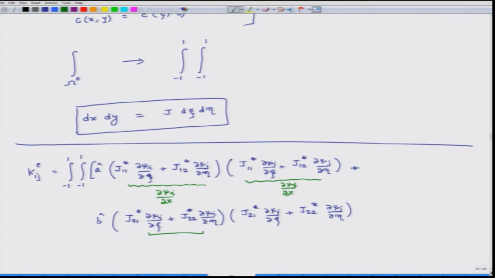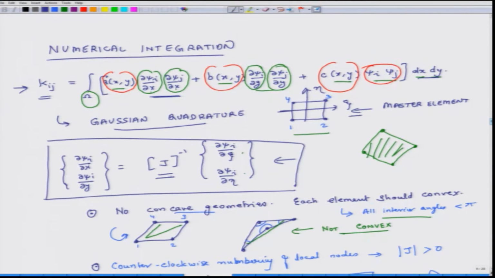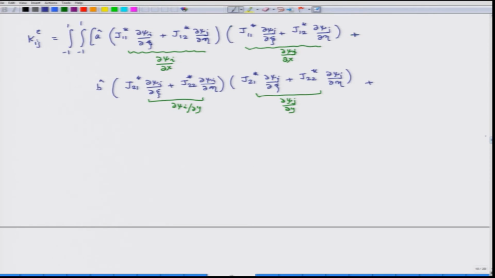So, these are del psi I over del y, this is also del psi j over del y, plus, so what was the third term? C of x and y times psi I psi j. So, I write it C hat, and C hat is now a function of zeta and eta, times psi I psi j. So, I can express psi I and psi j in terms of zeta eta. We have already given you the functions. Bracket closed, J dx dy.